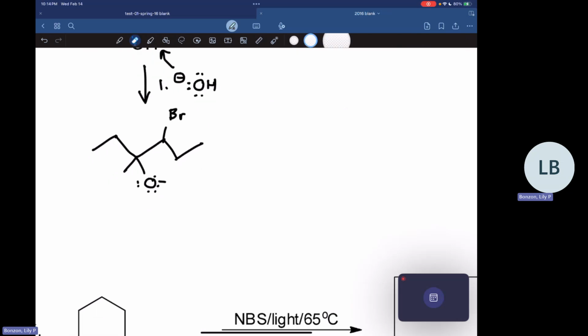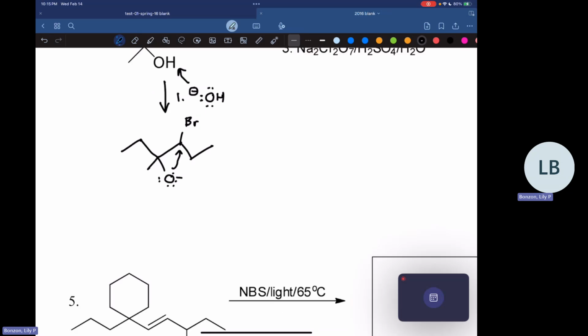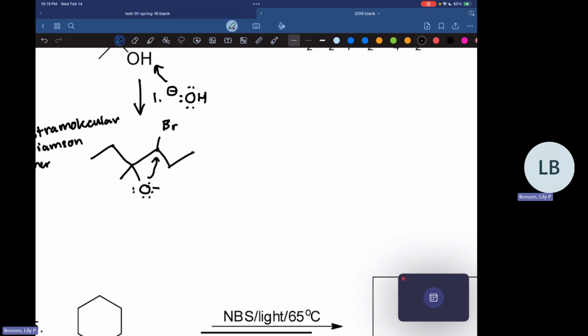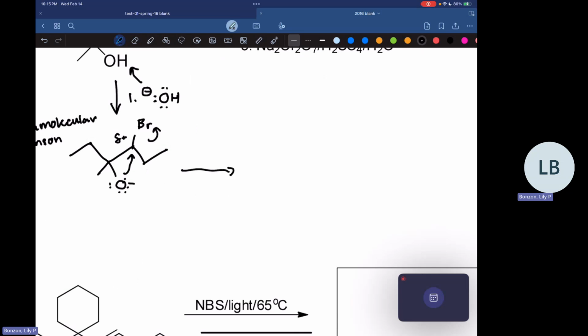this O- is formed, it's actually going to attack itself and do intramolecular Williamson ether synthesis. And since we've got this bromine here, that oxygen can attack that partially positive carbon that's attached to that bromine, and that bromine will get kicked out, similar to an SN2 reaction. And so that's going to form an epoxide. So it's intramolecular Williamson ether synthesis, but it forms our epoxide.